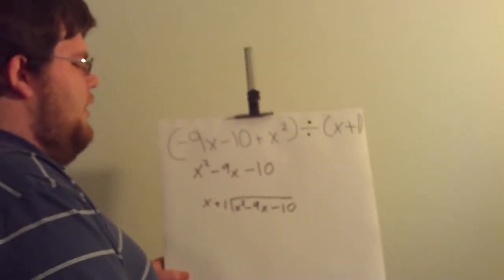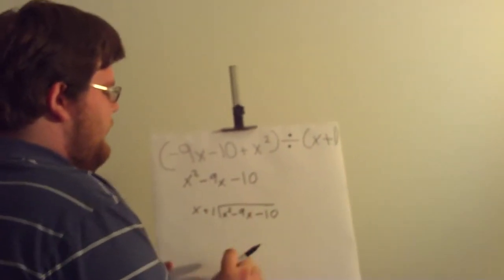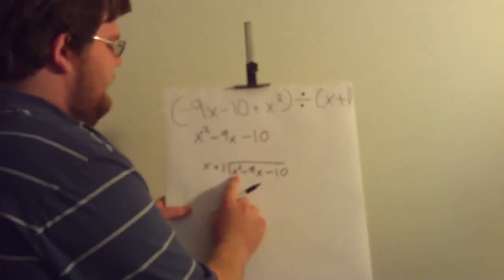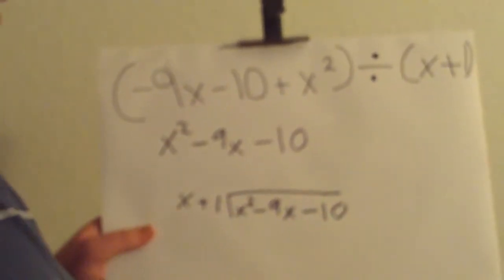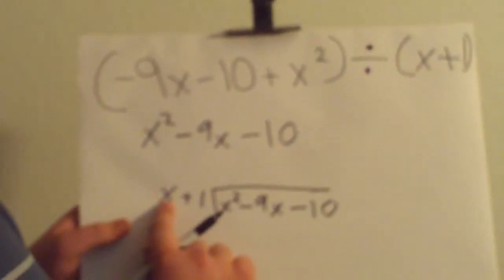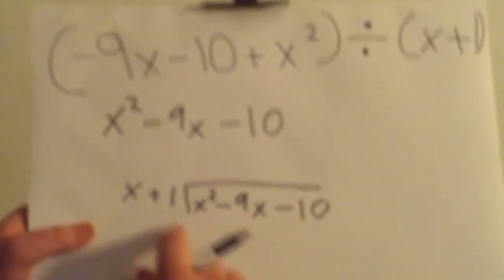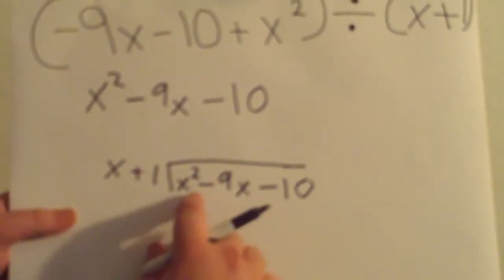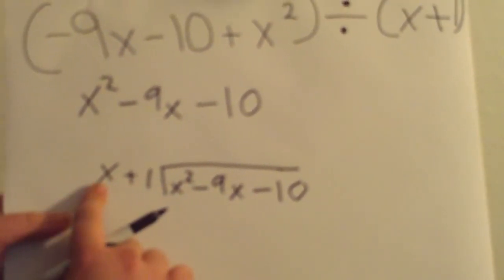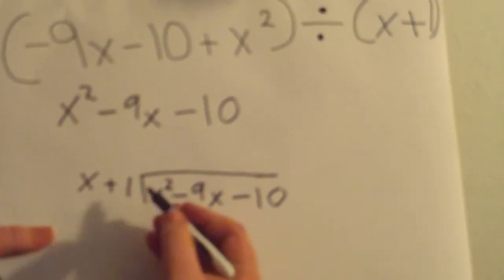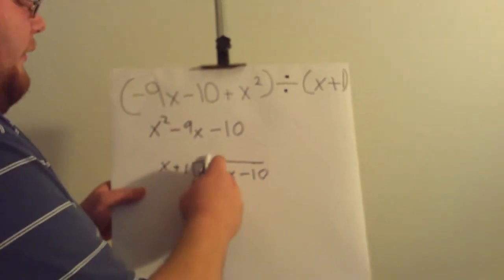Now to start, we're not going to look at the end of the problem. We're just going to look at our leading x. And with any long division, you start with your leading term, which will be this x here, of our divisor. So x squared divided by x equals x. And then we write that up here.